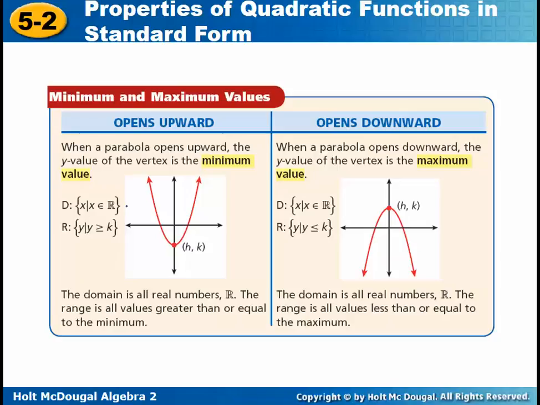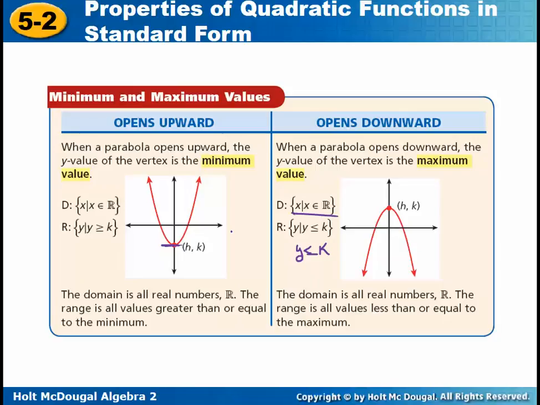Of course, the domain is all real numbers. And the range in this one is going to be all the y values greater than or equal to the y coordinate of the vertex. If it's opening downward, the domain is still the same, all real numbers. What changes is the range: y is less than or equal to the y coordinate of the vertex.